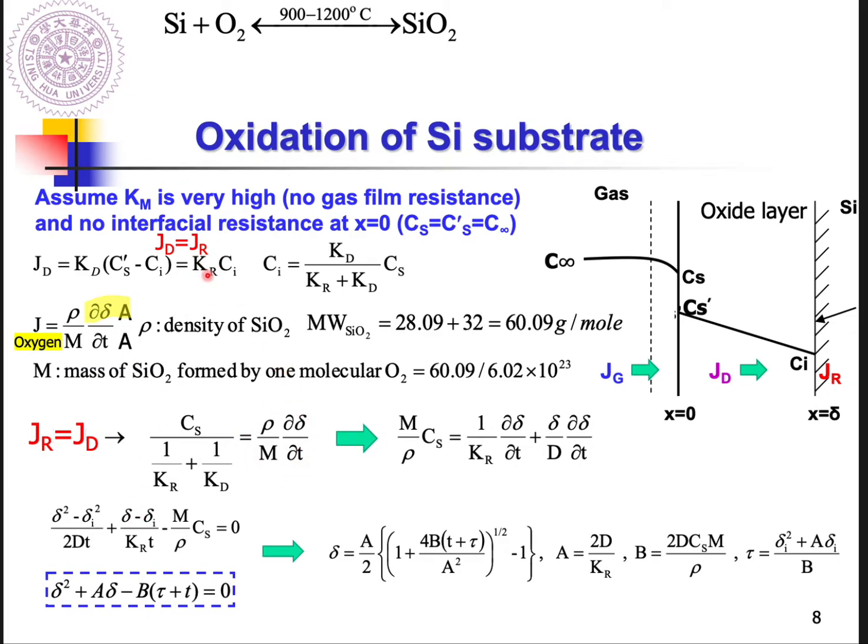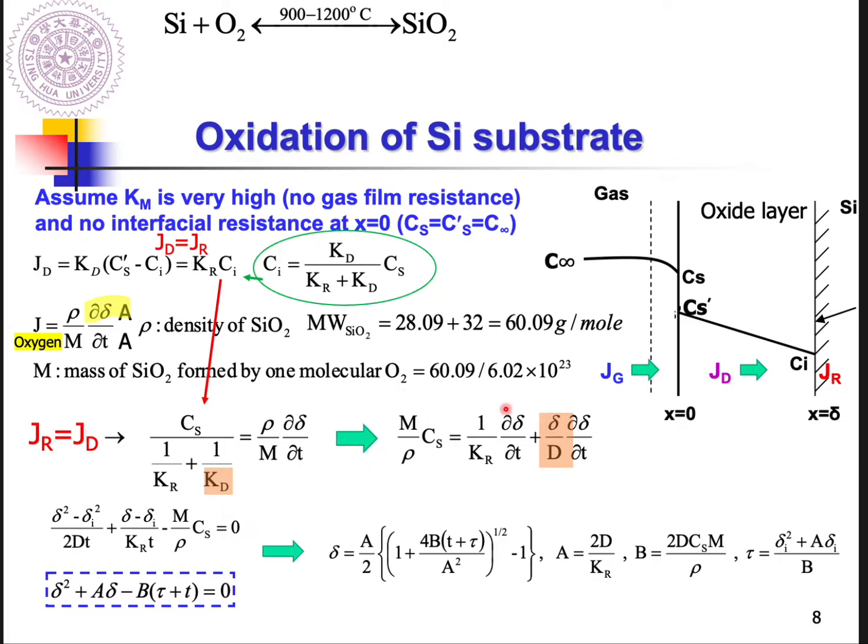And next, C_I is very difficult to measure, so we substitute C_I in terms of C_S. So you got K_R times this term, and after arrangement you got this result. Then next, just arrange it, and we substitute K_D. We use the D. K_D, what's the K_D? It is diffusivity divided by delta. So we will get this equation. And we move the dt to one end and d delta to the other end.